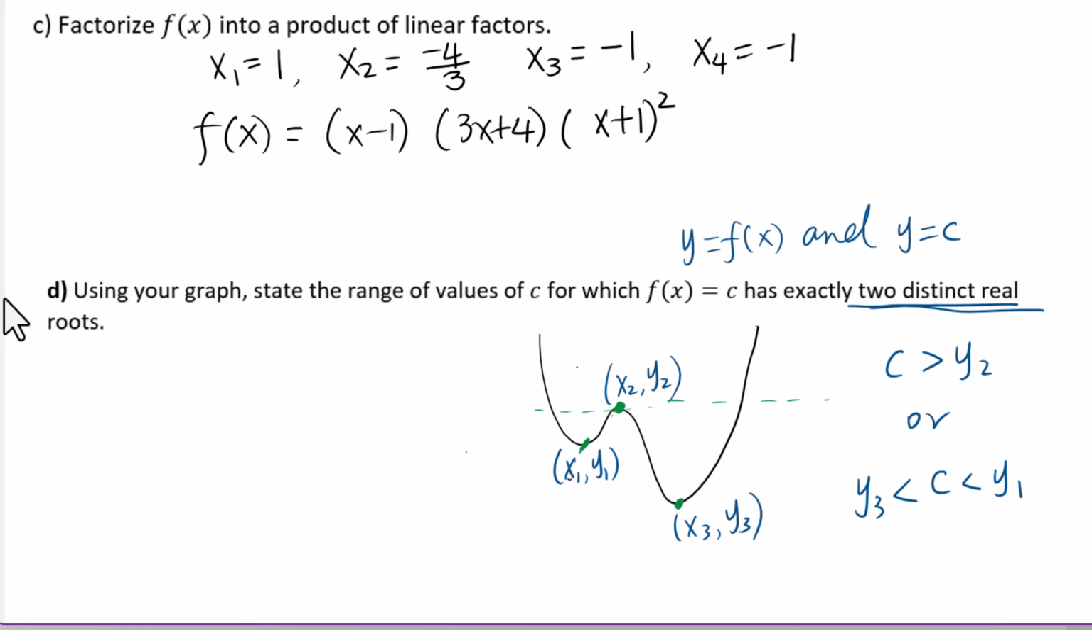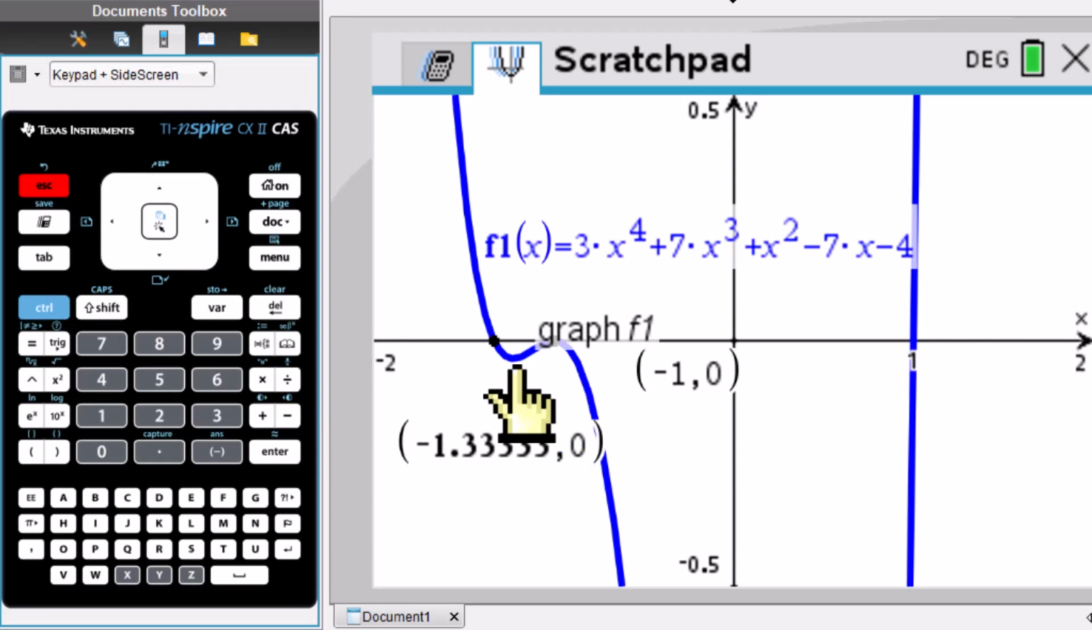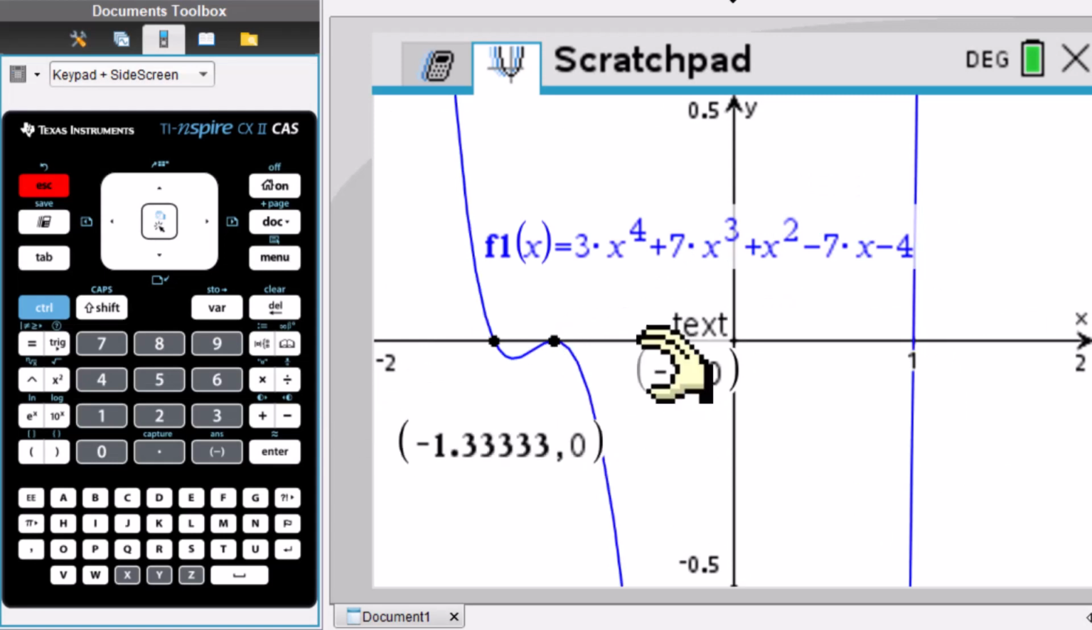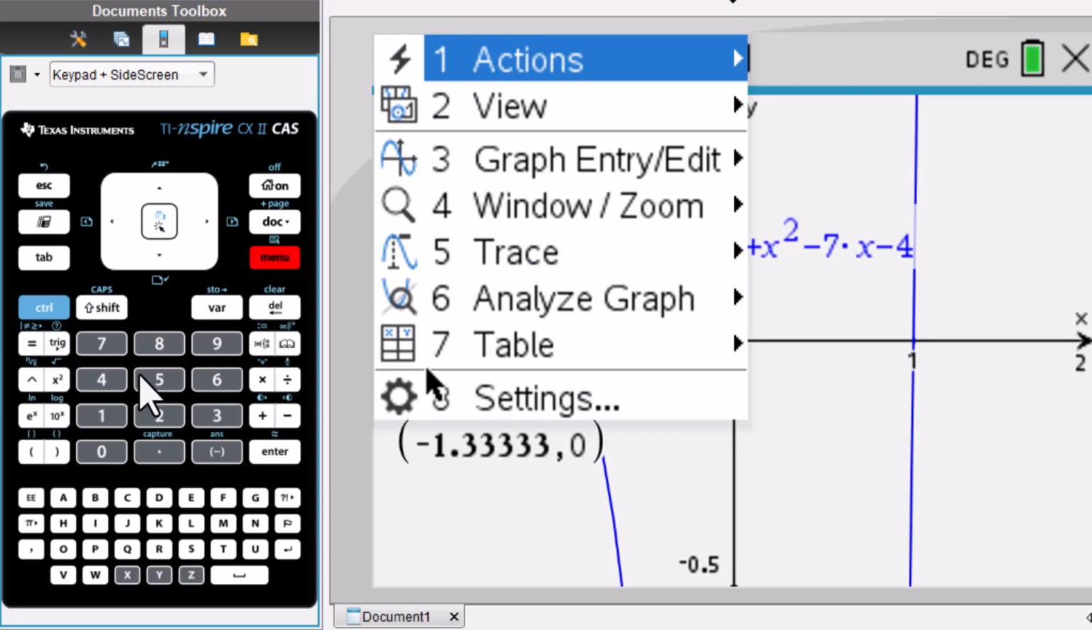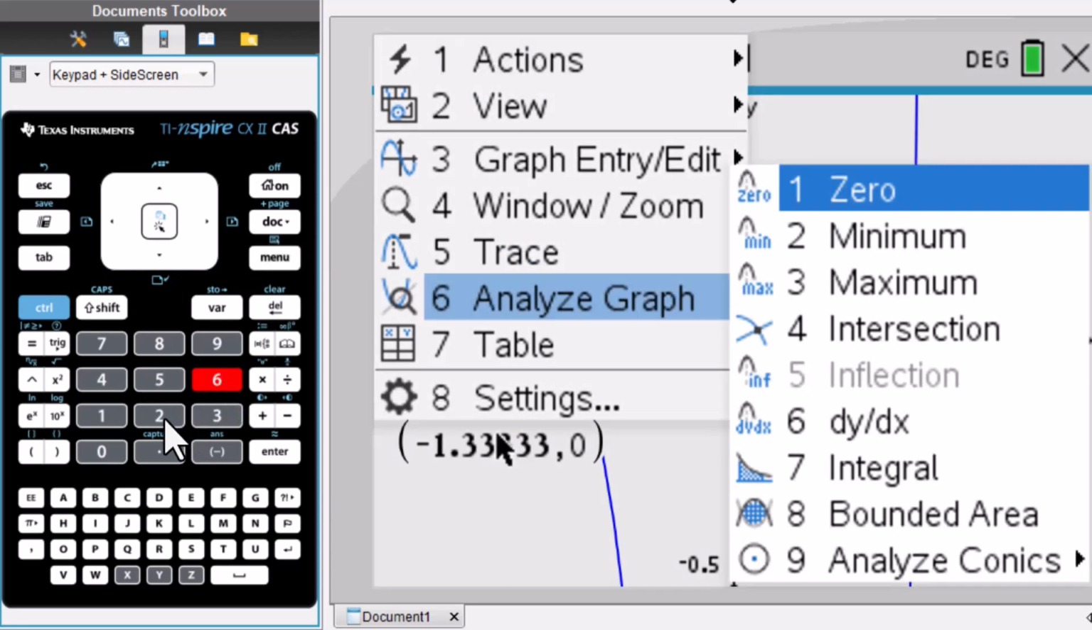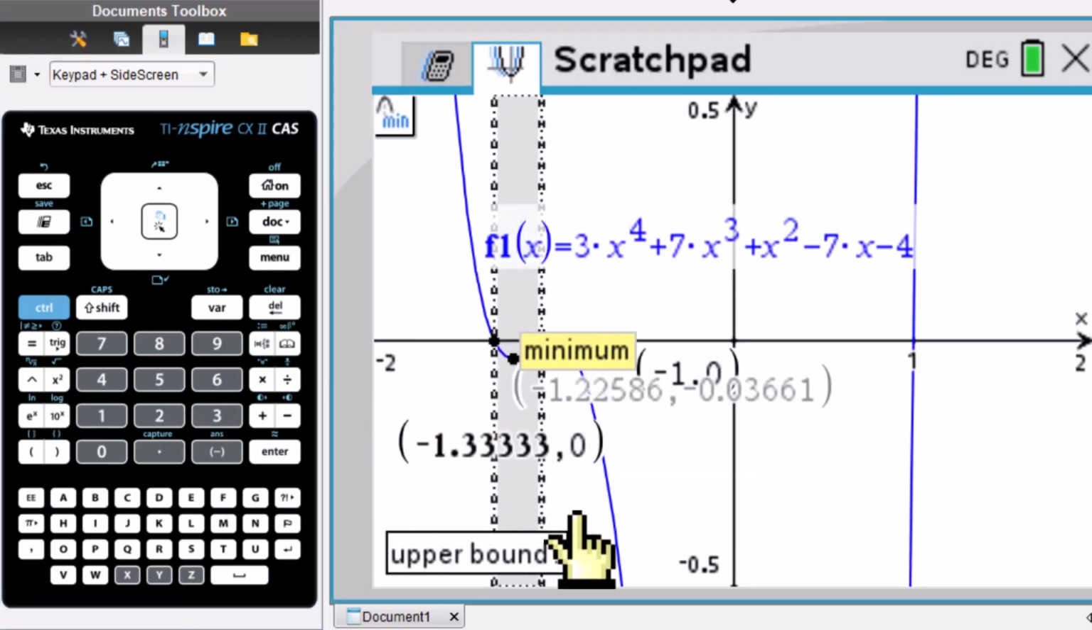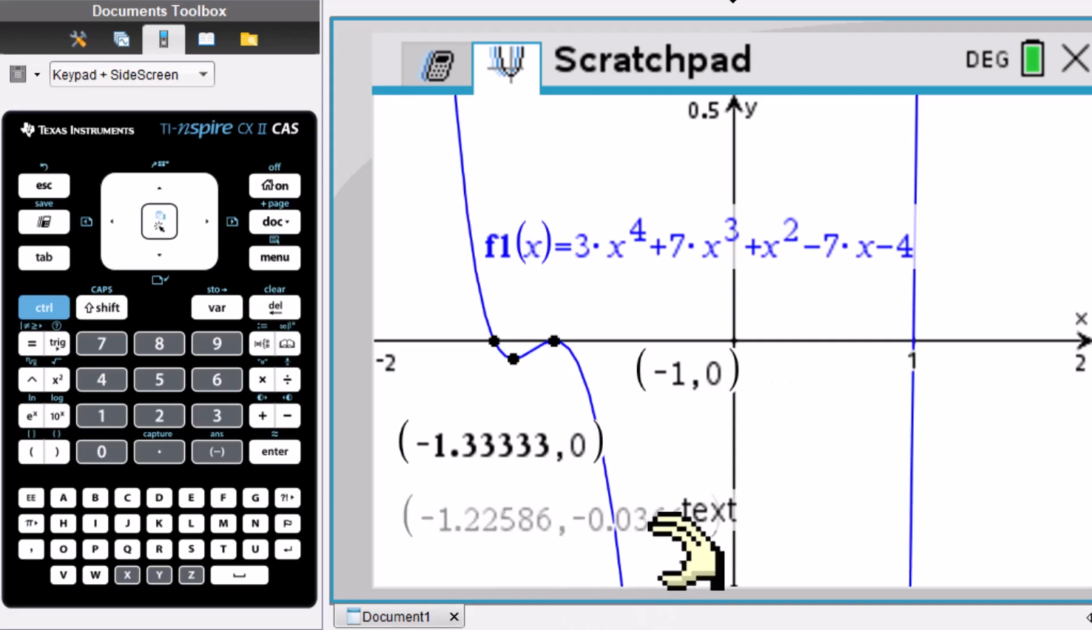We need to figure out this y1, y2, and y3 first. This is the local minimum point, the local maximum point. We know this y2 equals 0. Let's go to this y1. So menu 6, minimum point, negative 0.0366. For y3, we need to change this window.